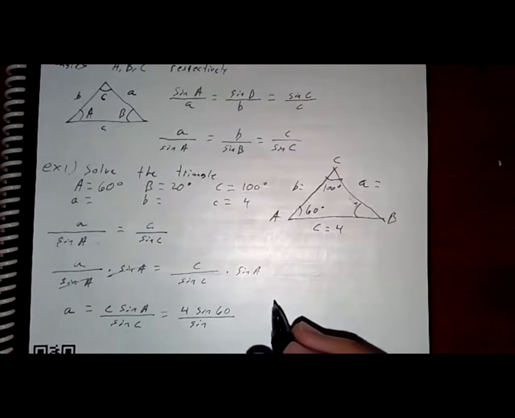So these cancel, so a is equal to c sine A over sine C. Is that algebra clear? I solved for little a. So then just plug in all the numbers and we're good, right? So that will be 4 sine 60 over sine 100.